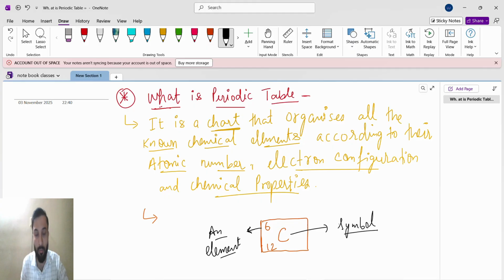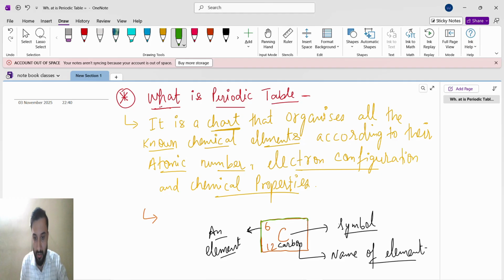This is the symbol of the element. And below that we will write carbon. So this is the name of the element. Okay, fine. See here, every time we will get two numbers. So first of all, what do we get to know?